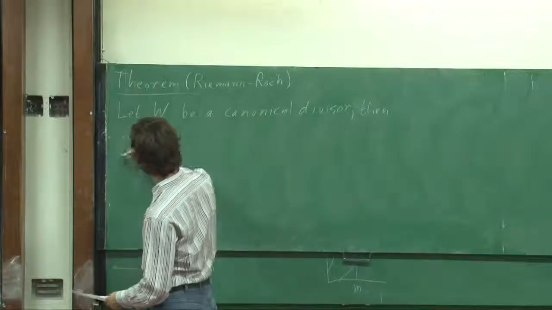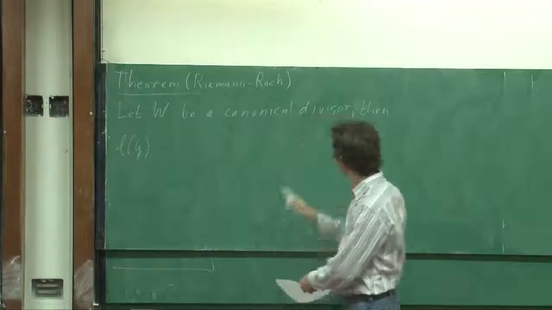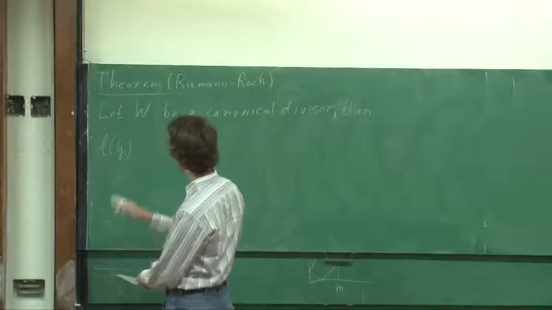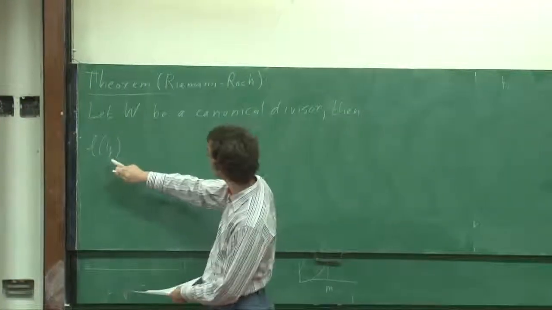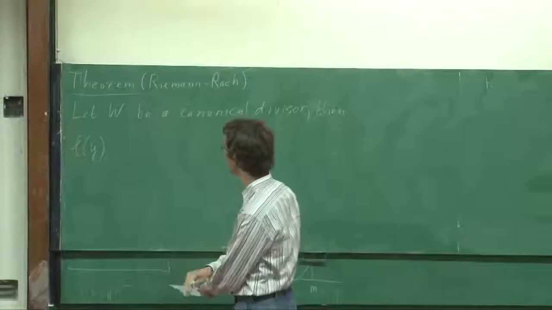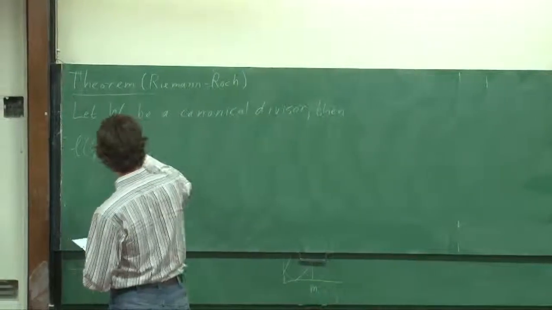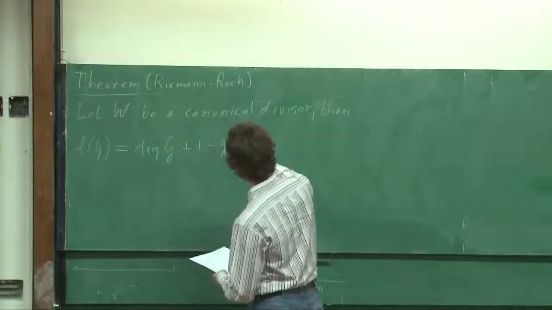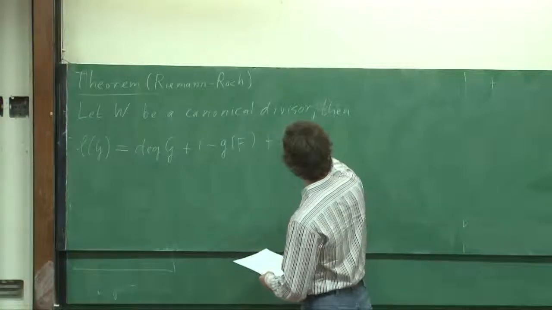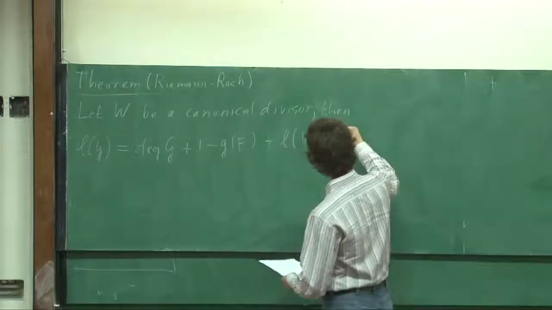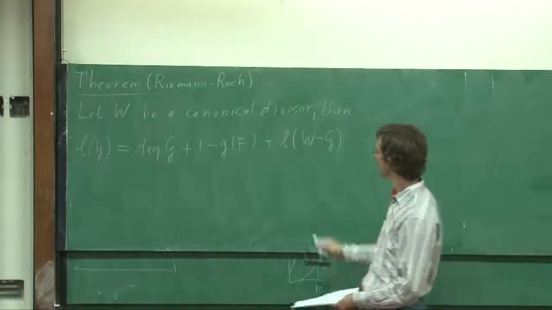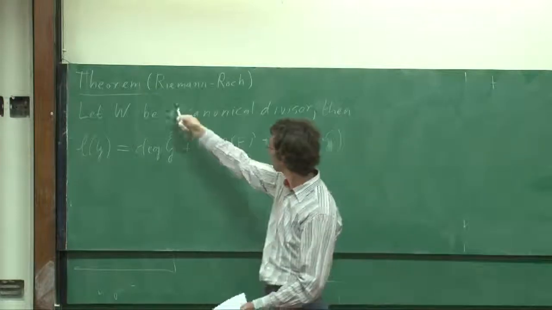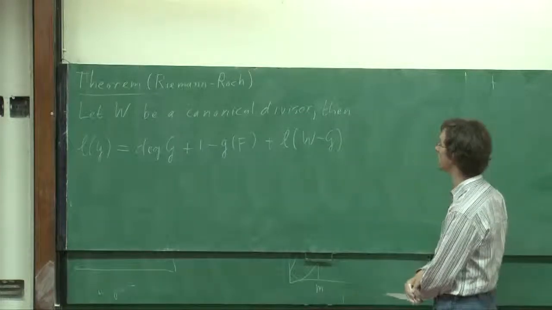Yeah, so we were going to look at this L of G again. So we have a function field going on in the background. And before we had only an inequality for low degree G, and we had an equality for large degree. But now we have an equality always. So what we get is you have the degree plus 1 minus the genus of the function field. And then this is the term that gives you equality always. So it's another L space, but now L of W minus G, where W is the divisor of a differential.